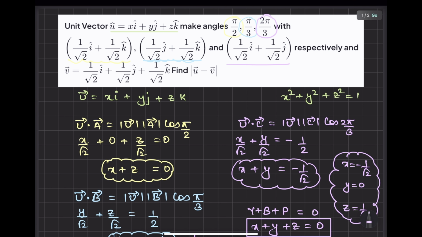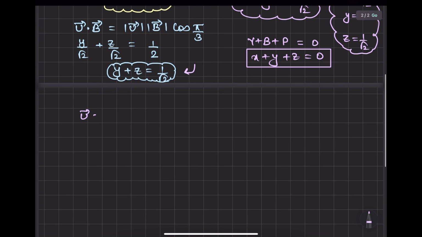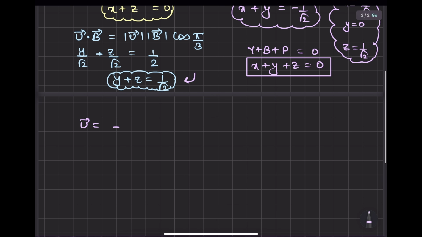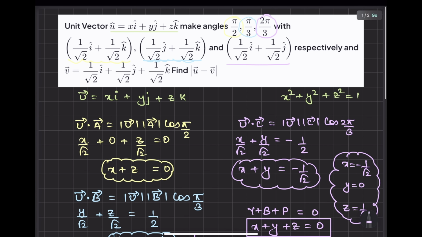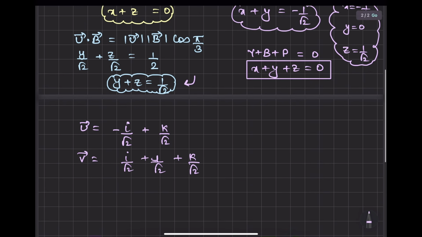Okay, now we have u vector, we have v vector. So can you do subtraction? Okay, so our u vector will look like whom? Minus i by root 2 plus k by root 2. So this is u vector. Now we have v vector. V vector is what? i by root 2, j by root 2 plus k by root 2. We need what? Mod of u minus v.